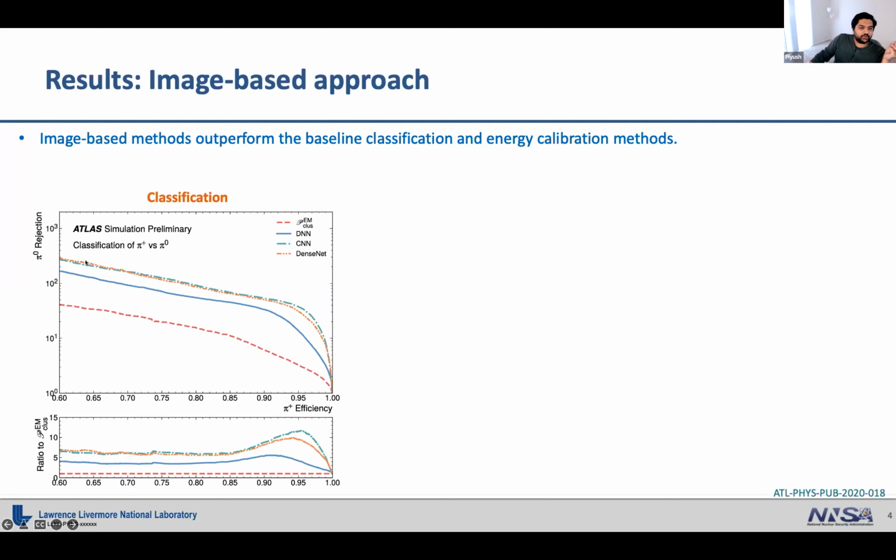And you're looking at a plot of neutral pion rejection as a function of the charged pion efficiency on the top here. And at the bottom here, you're looking at the ratio of the performance of the different deep neural network models, image-based models, to the baseline model in red. And as we can see, we see a very significant improvement in the classification performance using the deep neural network models.